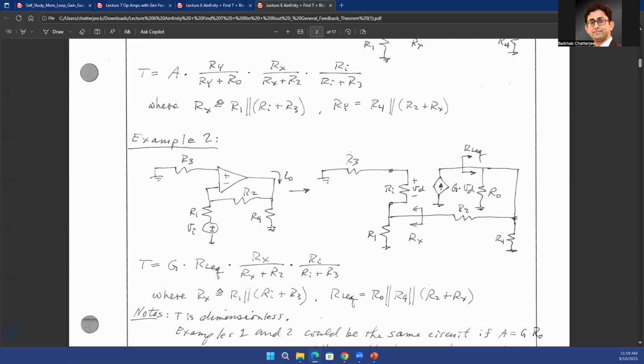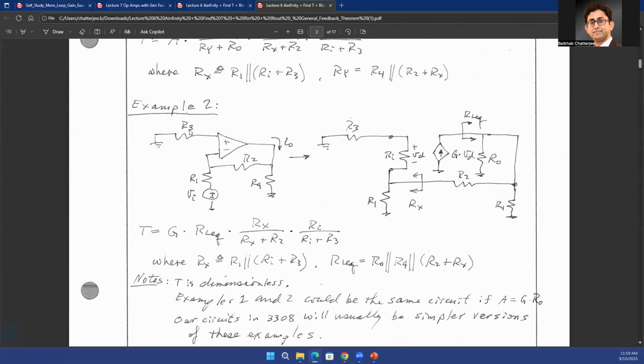Here is another example. Now that you have gone through the first example, this should be easier. But here, the only trick is that instead of using a dependent voltage source, we are using a dependent current source. And you know, MOSFETs are voltage-controlled current sources, and BJTs are current-controlled current sources. So in reality, BJTs and MOSFETs will be represented as a current source, right?